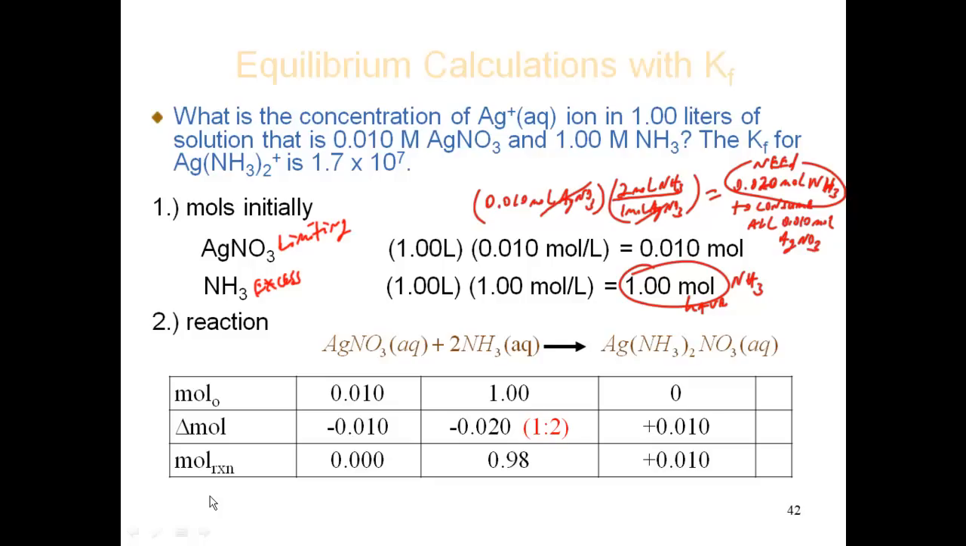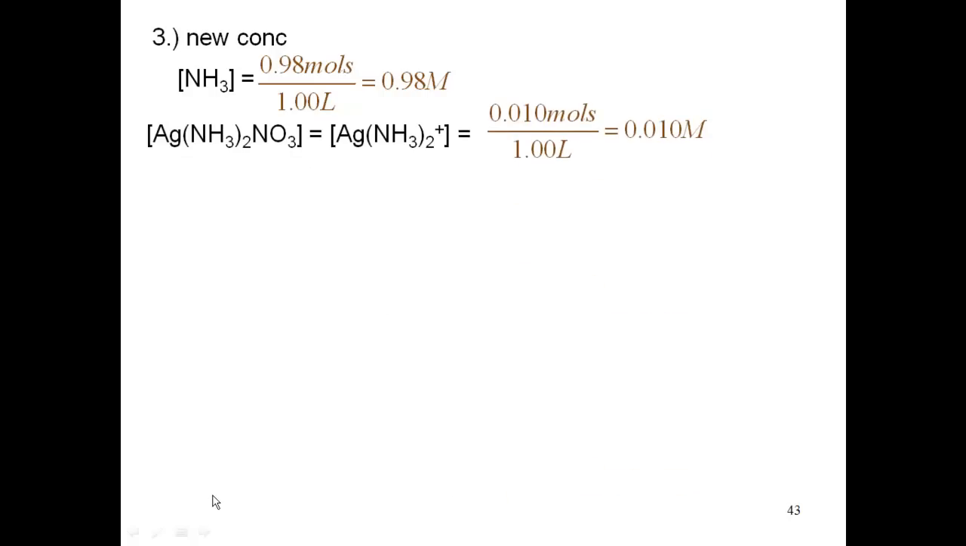Step 3 will be new concentrations of my ammonia and my ammonia complex, and that way I can do my dissociation. So my new concentration of ammonia will be 0.98 moles over 1 liter, which is 0.98 molarity. And for my diamine silver complex, it is 0.01 divided by 1 liter, which is 0.01 molarity.